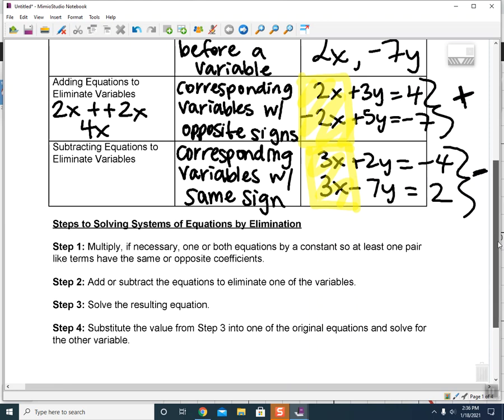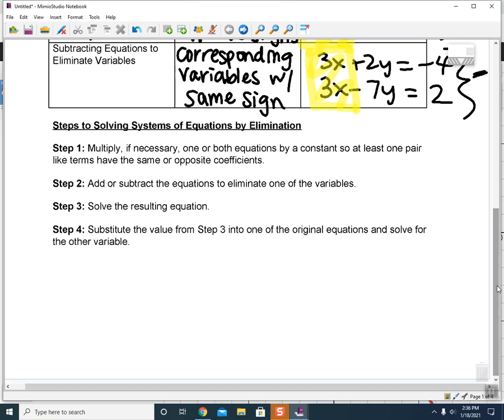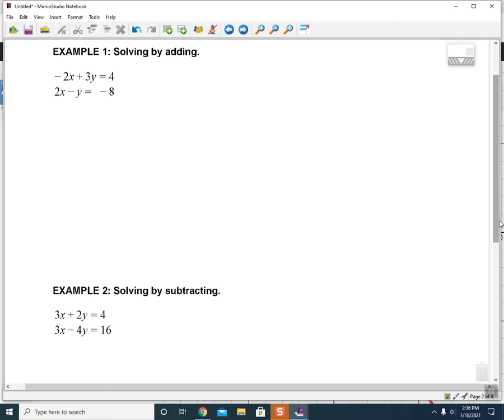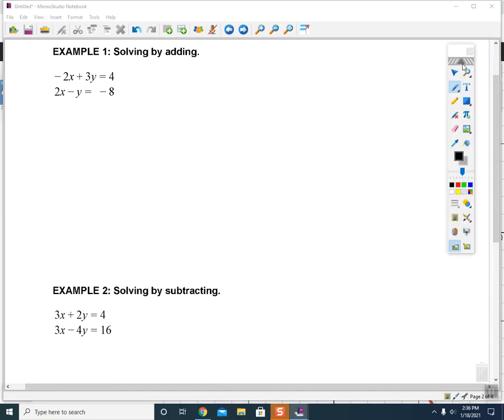Okay. I have some steps here for solving equations by elimination. Again, kind of like with substitution, I'm not going to really go over these word by word right now. We'll just kind of do it, and then these steps will make sense once we start doing a couple examples. So here, our first example is by adding. So if you notice, my corresponding variables here are 2 and negative 2. Here they are. And so my corresponding variables have opposite signs. That means that I need to add these two together.